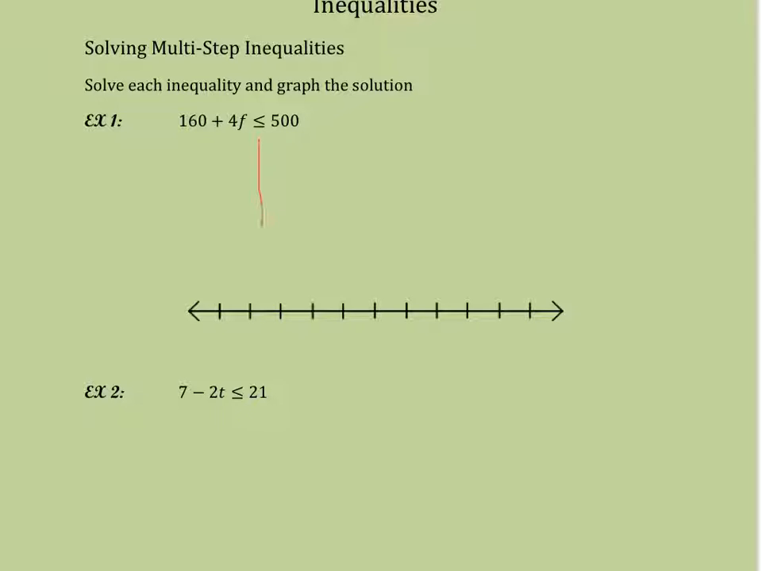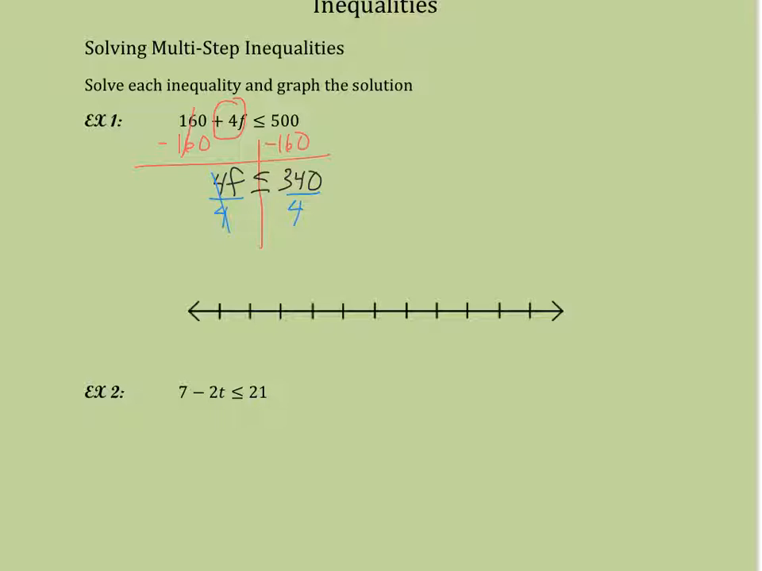So draw your line, and we have to isolate the 4f. So we want to get rid of the 160. So we're going to subtract 160 from both sides. Bring down the 4f. And that's less than or equal to 500 minus 160 is 340. Then to solve for f, we're going to divide by 4.